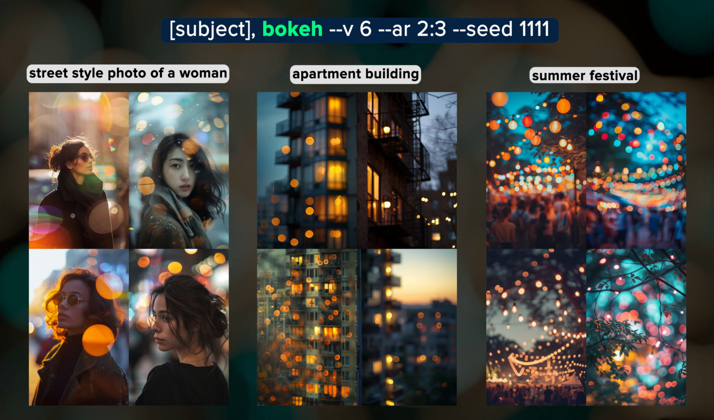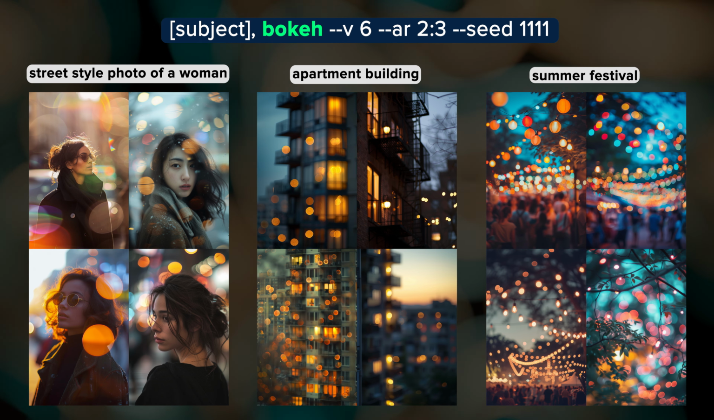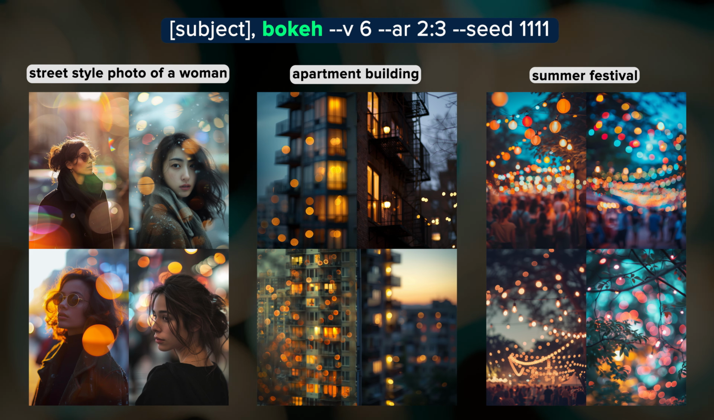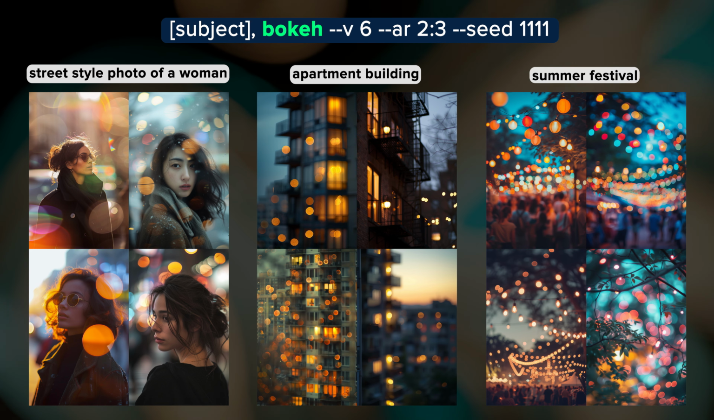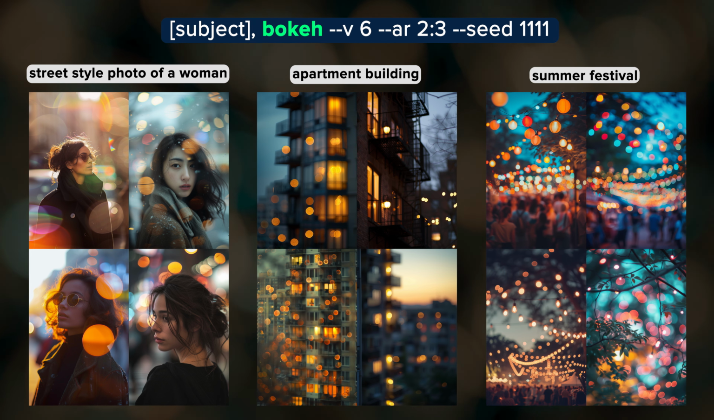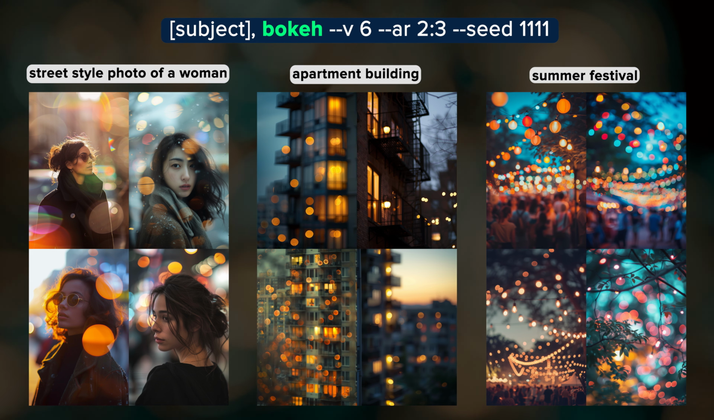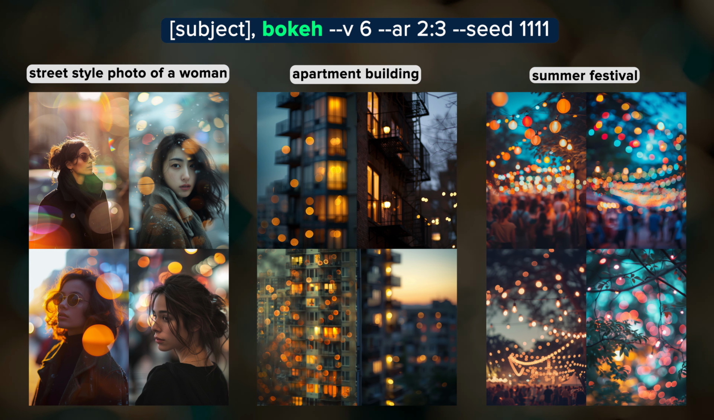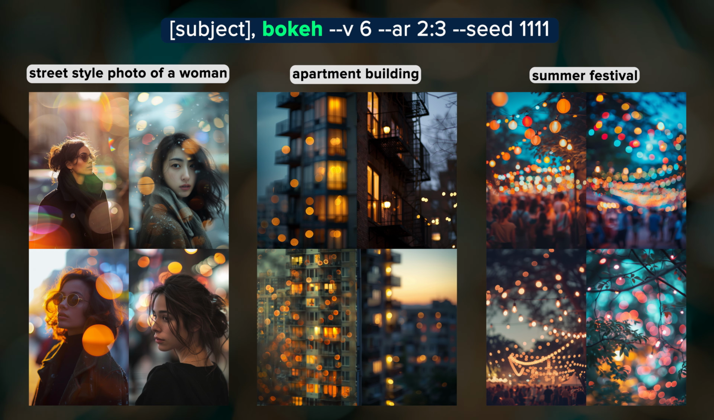On the left, the woman's face is in focus in each image, but the background is heavily blurred and contains those blurred circles. The apartment buildings are all out of focus in this example. Midjourney took bokeh a little too far there. And the summer festival results are completely focused on blurred light circles. So obviously bokeh is a really strong style word for these 3 subjects.